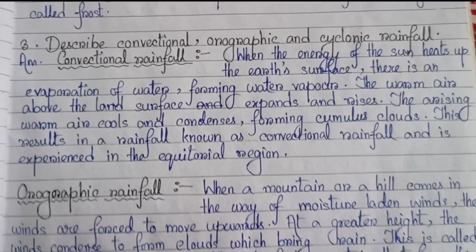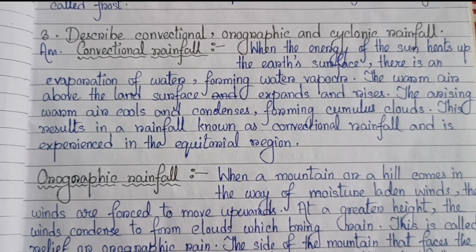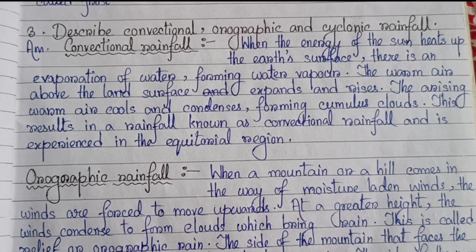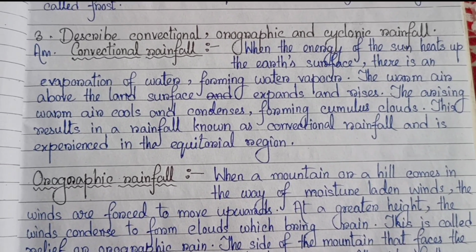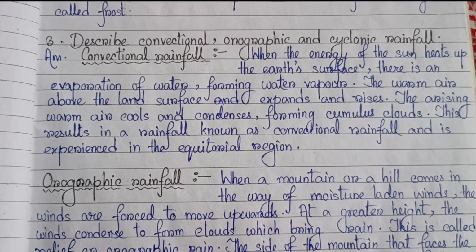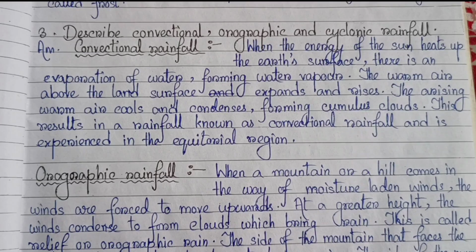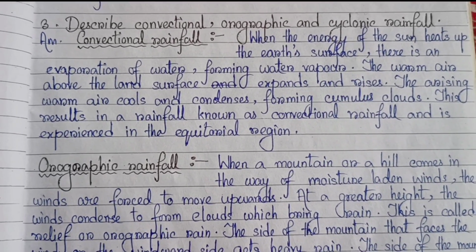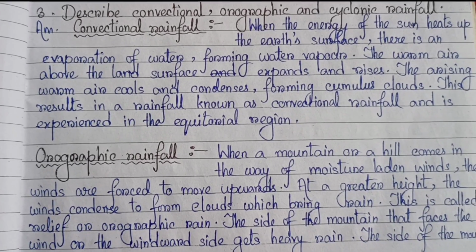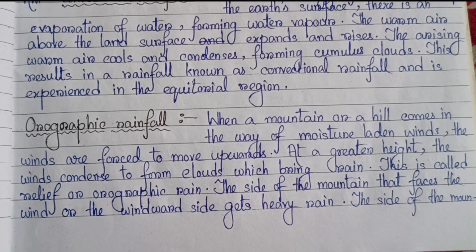Number 3, describe convectional, orographic, and cyclonic rainfall. Convectional rainfall. When the energy of the sun heats up the earth's surface, there is an evaporation of water forming water vapor. The warm air above the land surface expands and rises. The rising warm air cools and condenses, forming cumulus clouds. This results in a rainfall known as convectional rainfall and is experienced in the equatorial region.